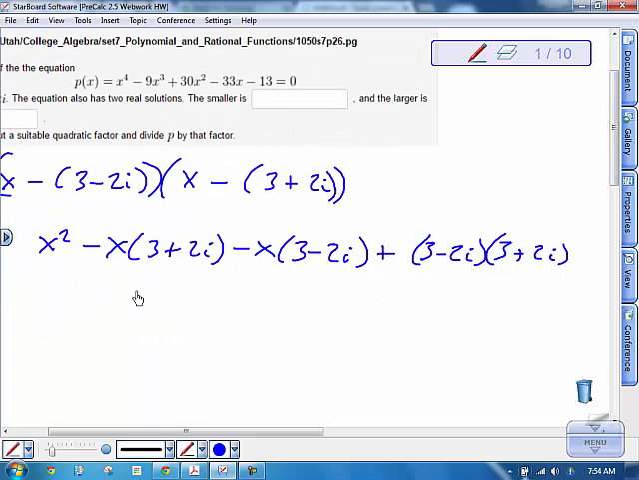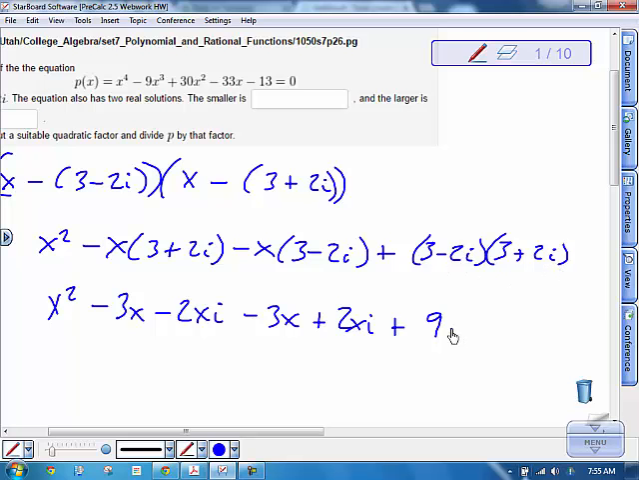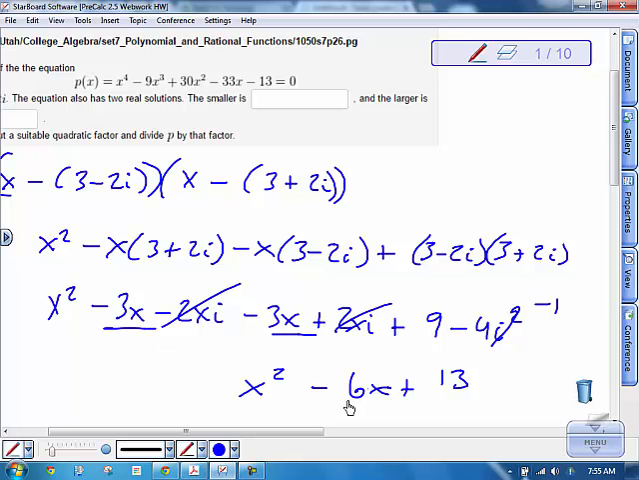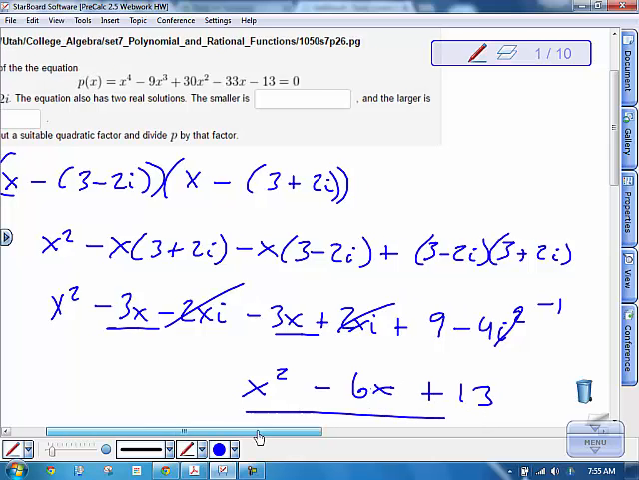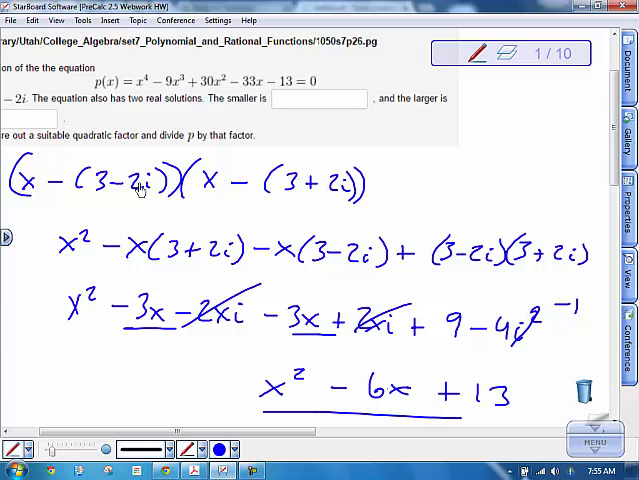All right, so now I can simplify this. I get x squared, and this is minus 3x minus 2xi minus 3x plus 2xi plus, this will be 9. The middle terms are going to cancel with complex conjugates, and then it's minus 4i squared. i squared is negative 1, so that makes 9 plus 4, which is 13. And then the 2xi and the negative 2xi cancel, so I end up with x squared minus 3x plus 13. Minus 6x, I'm sorry, I can add together the negative 3x and negative 3x to get negative 6x. All right, so there's my quadratic that both of these complex solutions come from.